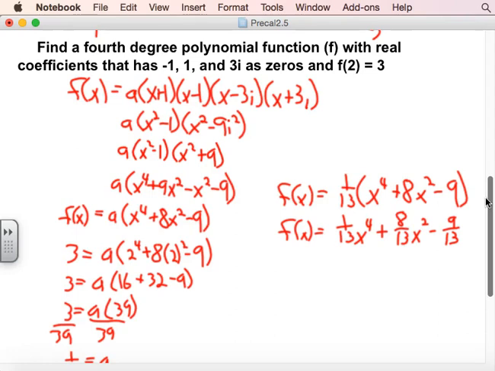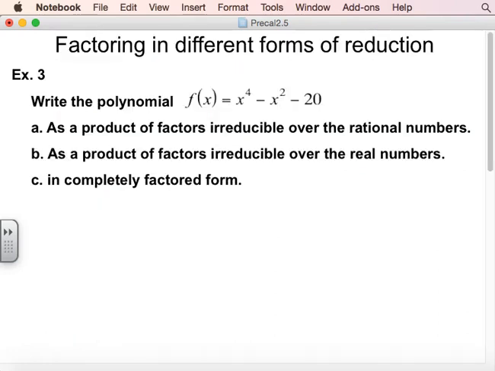Yes, it's kind of weird. There's a fraction on all the terms. That can happen. Not common, but it can happen sometimes. Okay, let's roll on. Just a couple more examples.